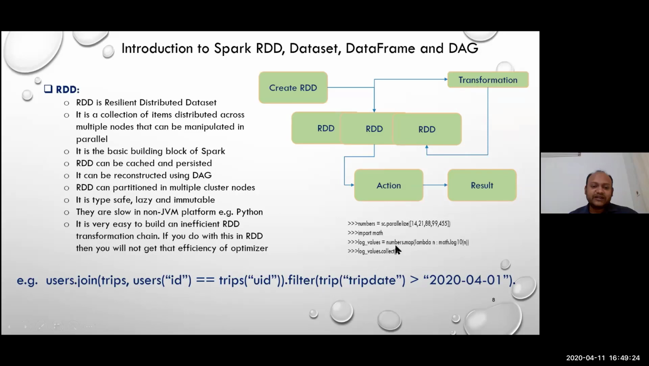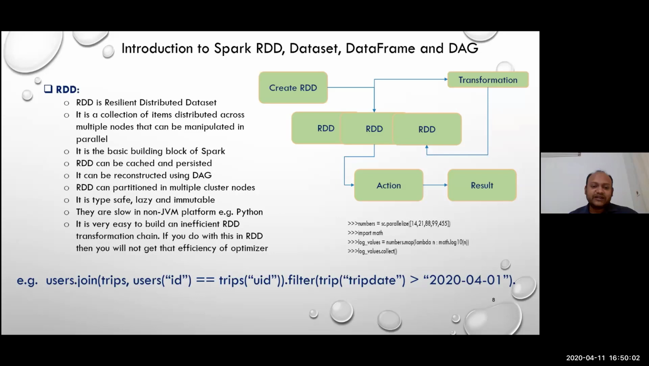And we can do some operations. We are finding the log of each number, and then we are collecting the output. We can do multiple operations, and these operations will be done across different workers or executors. So an RDD logically is a collection of items distributed across multiple nodes, and on top of that dataset we can do multiple operations. So RDD is a basic block of Spark.